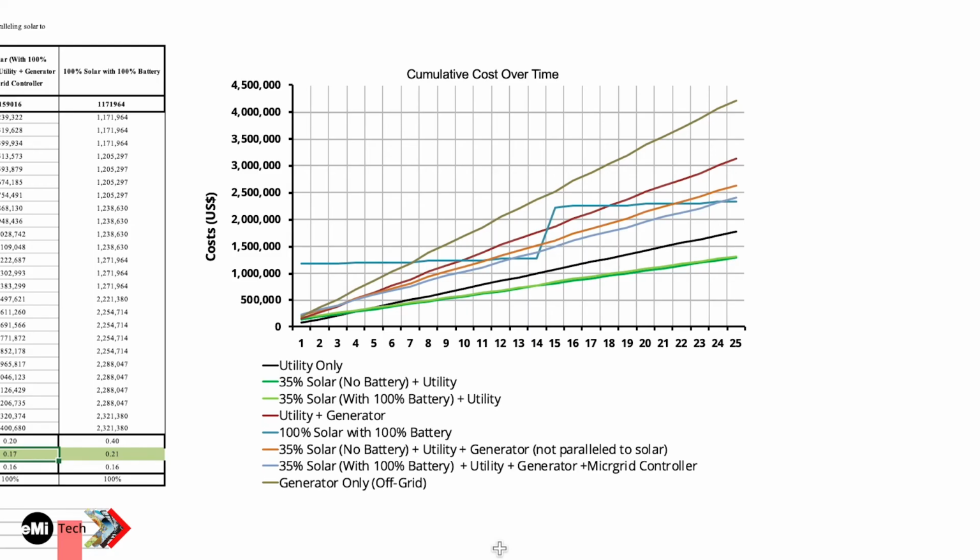X% solar, no battery plus utility plus generator is basically like the solar and utility option up here, where it's just paralleling to the utility when it's available. But if the utility is not available, then we go over to generator.